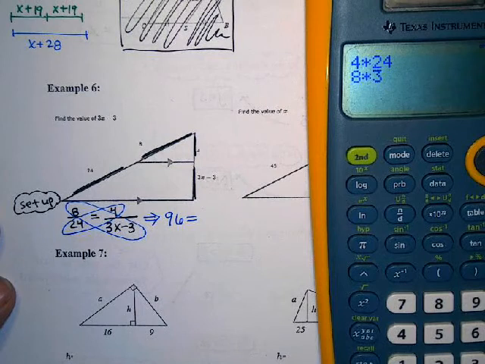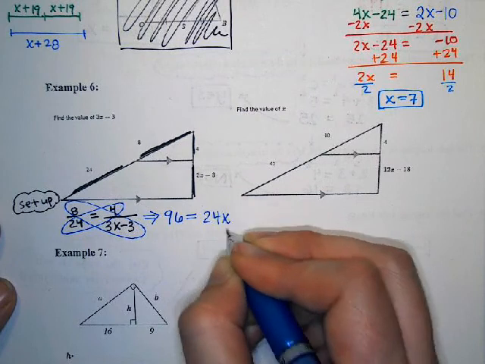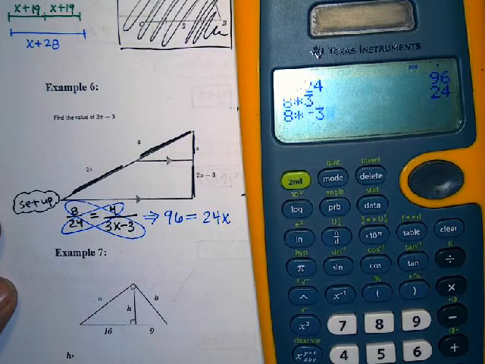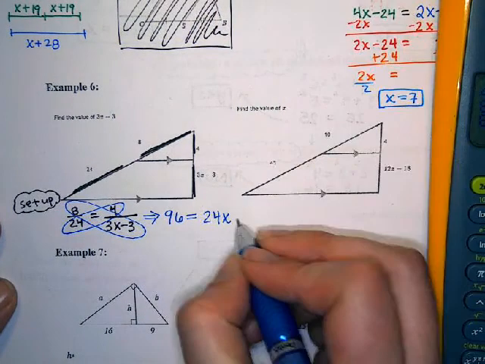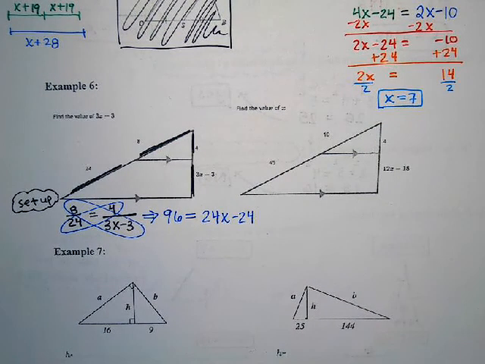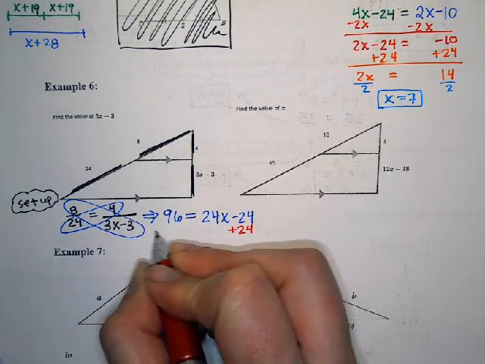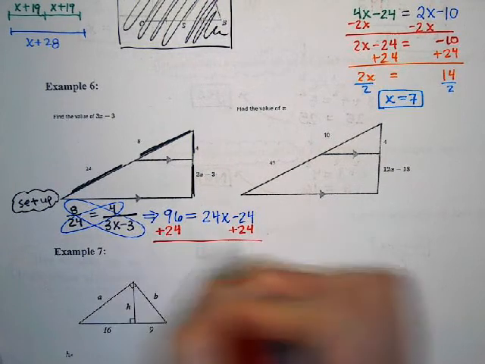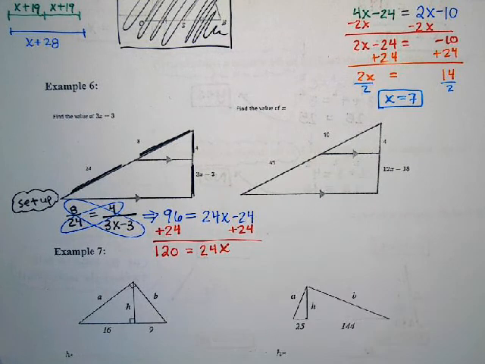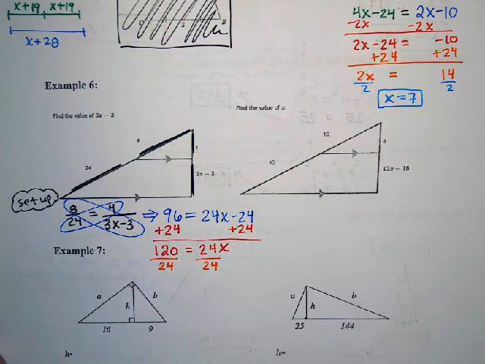Then I cross multiply here. 8 times 3 is 24. It's going to have an x on it. Then I have 8 times negative 3, which is going to be a negative 24. Solve for x. Divide.